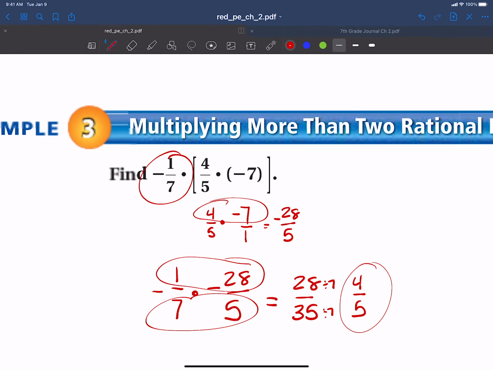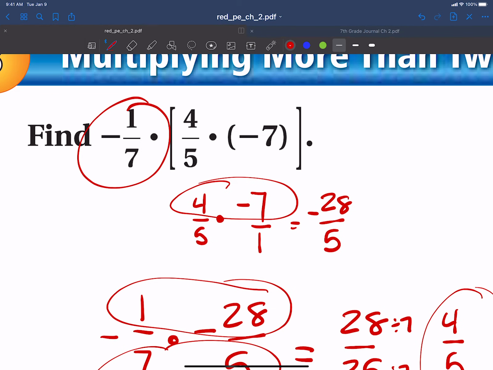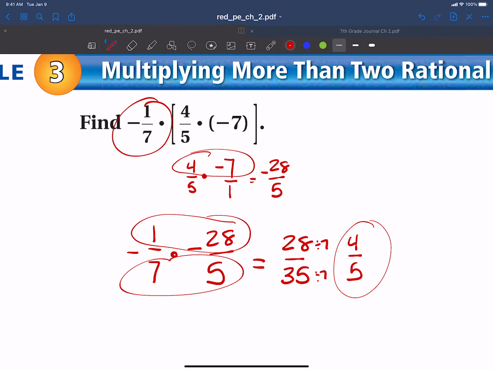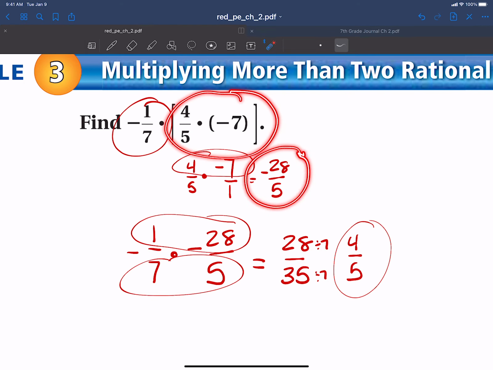Even though that looked terrifying when we first started, was it that bad? No, we just had to do parentheses, brackets first, right? Then do the stuff outside. But a lot of kids will make the mistake where they'll do this math, they'll get this answer, maybe they reduce it, and then they're done.